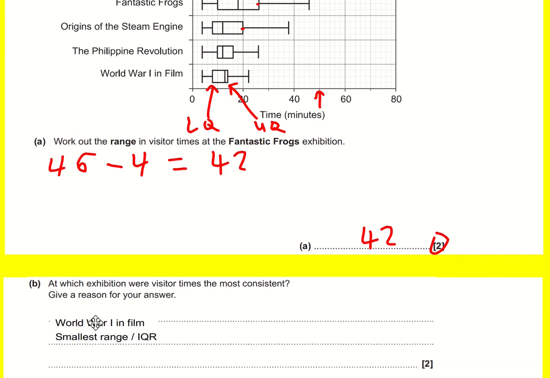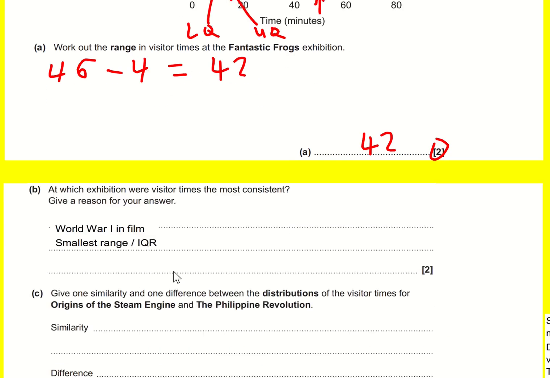So 1 mark for saying it, but I think it will expect a reason as well. I prefer the fact that it's the smallest range, because actually it doesn't have the smallest IQR, but you might still comment that it's the same as the Philippine Revolution interquartile range. Remember, the interquartile range is the upper quartile minus the lower quartile. It tells you about the middle 50% of the data.